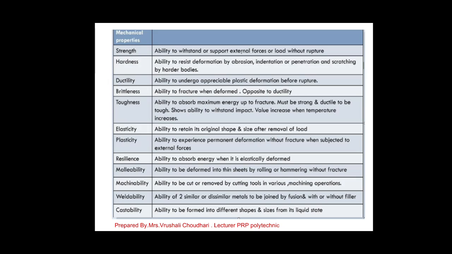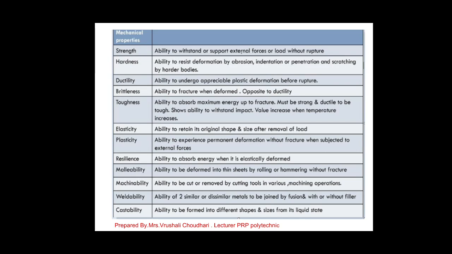Hardness: the ability to resist deformation by abrasion, indentation, penetration and scratching by harder bodies. It's called hardness. Metals are difficult to cut into different sizes. It is not easily cut. They will not undergo abrasion or a dent. A dent does not easily appear on a metal surface. If it is plastic, a dent will be easier, and more penetration is possible. Ductility: the ability of a metal to undergo deformation before rupture.